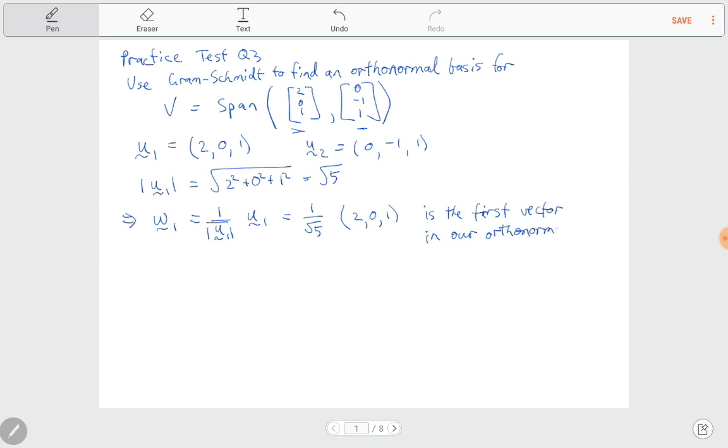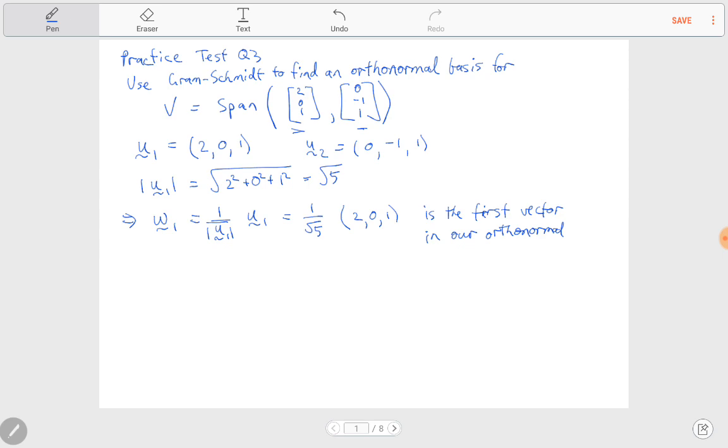Usually I'll try to stick to the convention that the U's are the initial vectors, the V's are potentially a set of orthogonal vectors which I generate from the U's, and the W's are the orthogonal vectors which are all normalized to have unit length, so that they form an orthonormal basis.